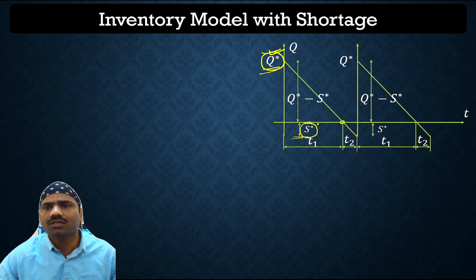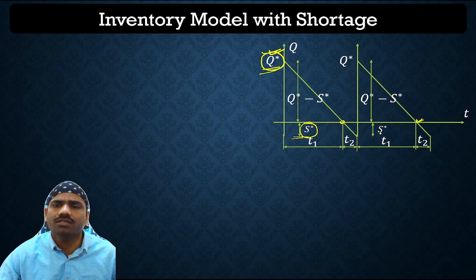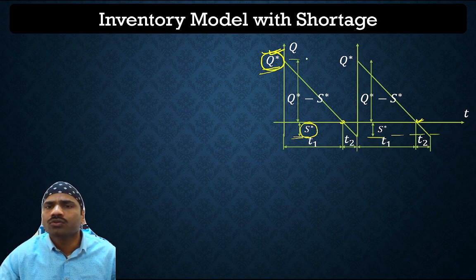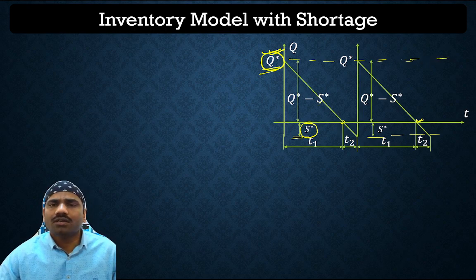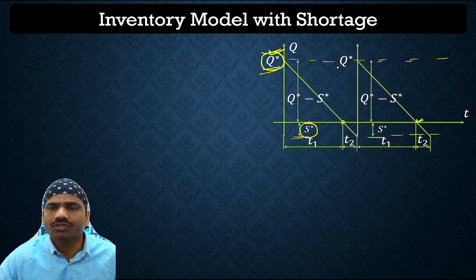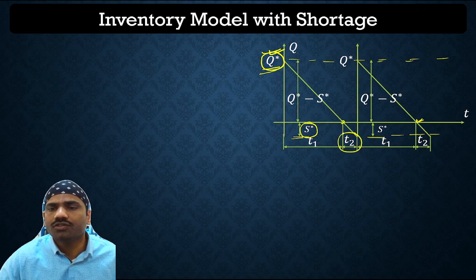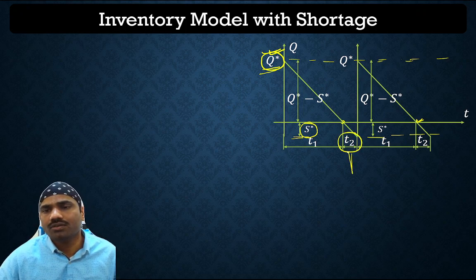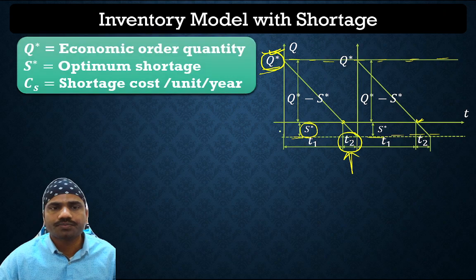Again you get this quantity and consume it, and at this point we have 0 quantity but there is a demand, and that demand will go as shortage. This is repeated periodically. Each time you have a lot size and you consume that lot size, and after some time you have a shortage of quantity for some period, and that time period is T2.